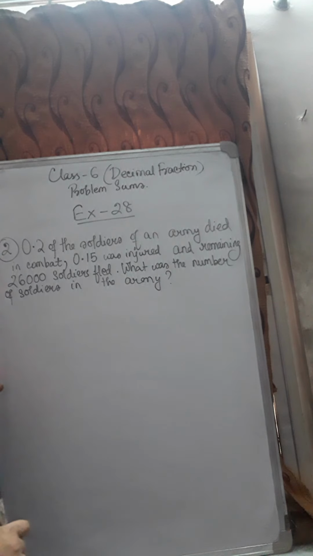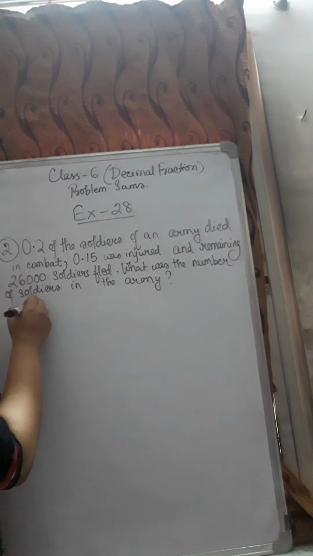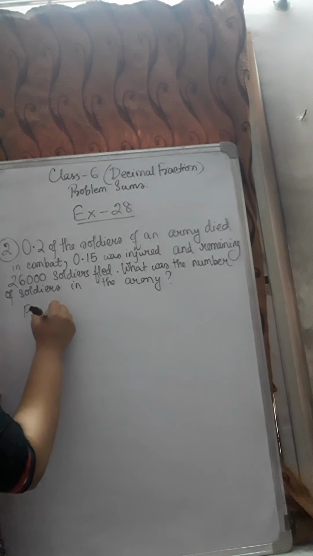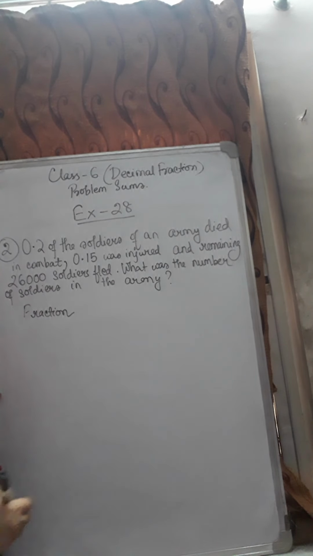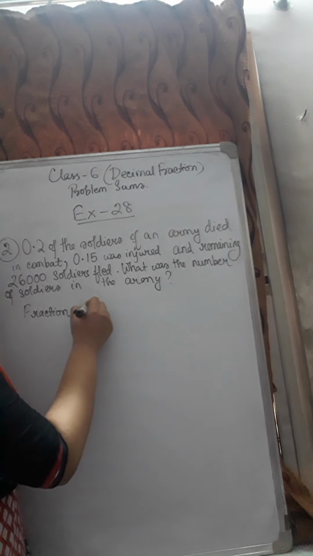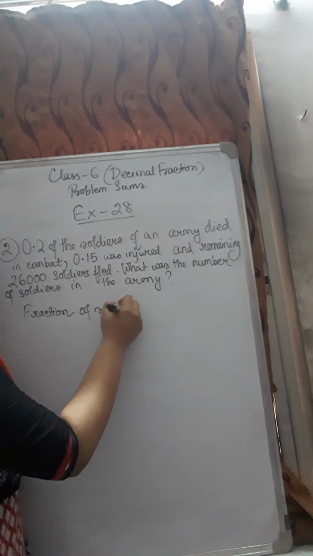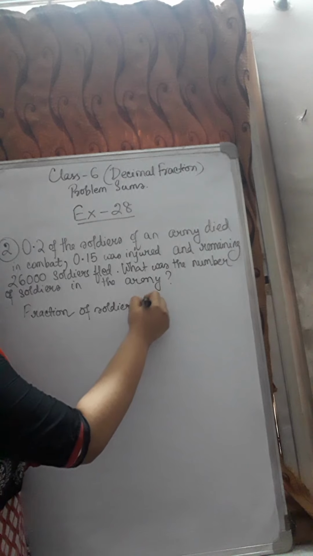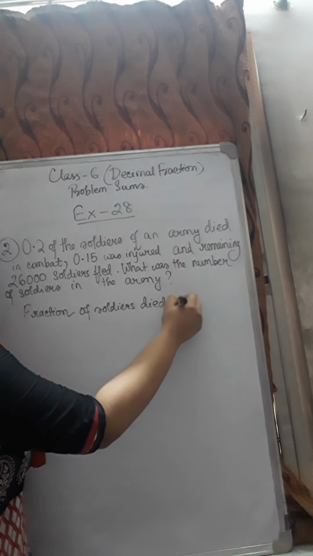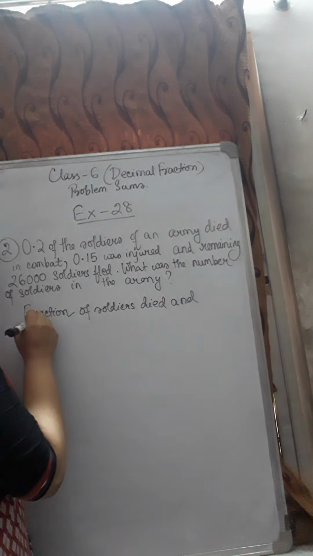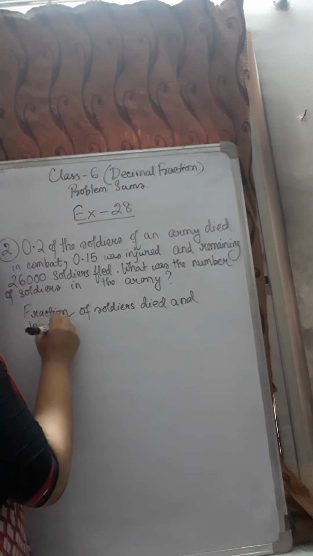Just follow how we are doing. Fraction, we will write fraction because decimal numbers are also fractional numbers and their total is always 1. Fraction of soldiers died and injured. How many died and injured?